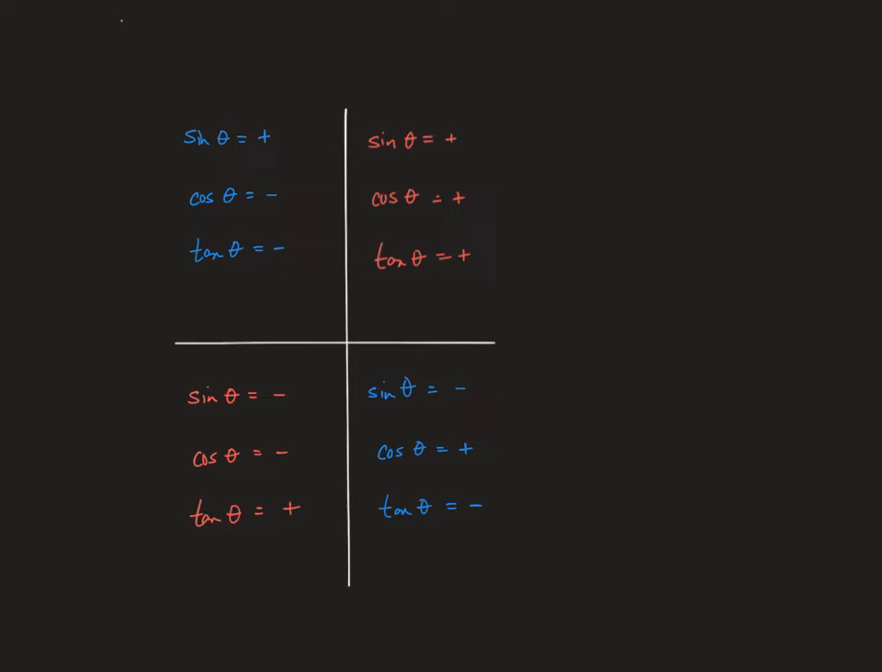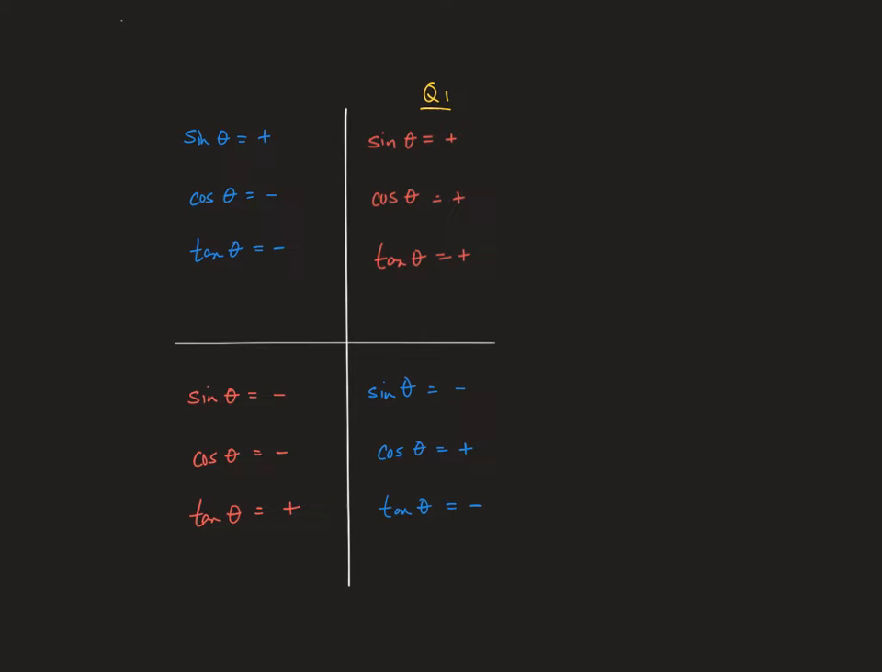Okay, the first thing I'd like you to notice is that there are no 2 quadrants that have the same sign for all 3 trig ratios. So for instance, you'll notice in the first quadrant, all 3 of our ratios are positive. You'll notice that never occurs again. You'll notice that in all the other quadrants, 2 of your ratios are negative, 1 of them is positive. And that combination never occurs again.